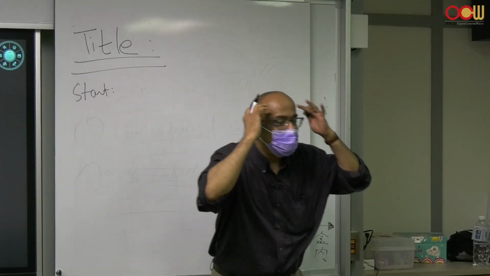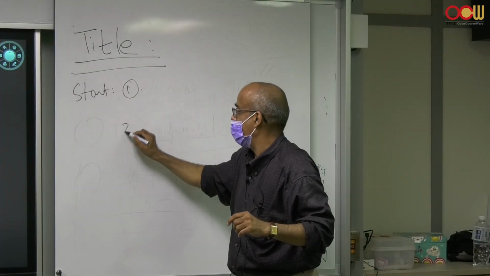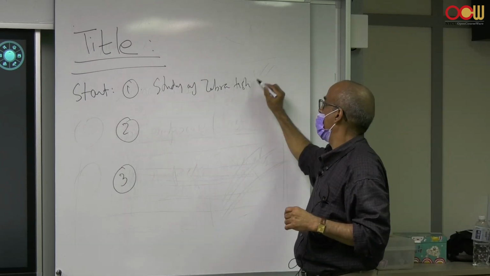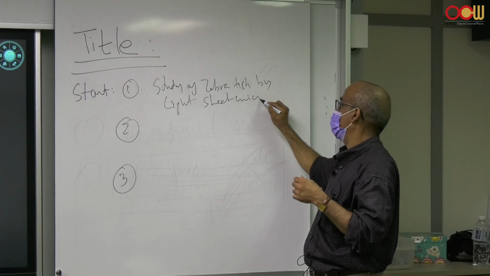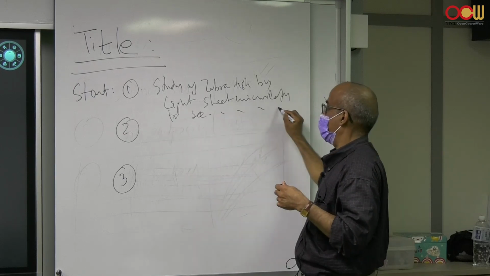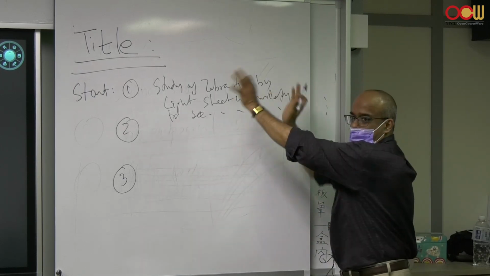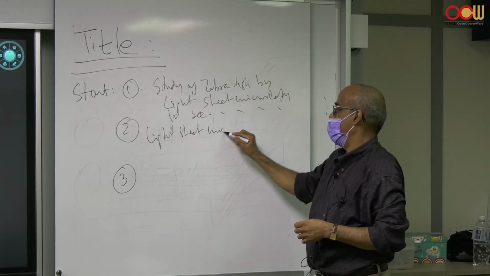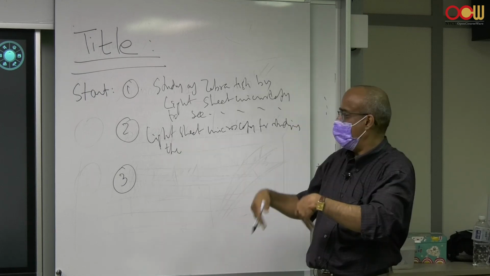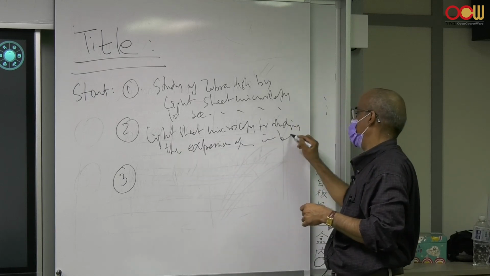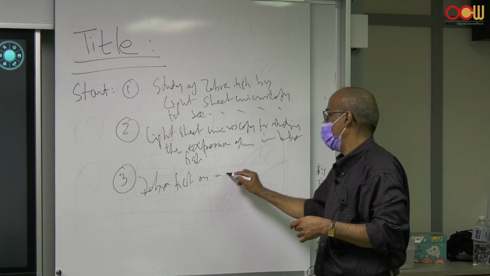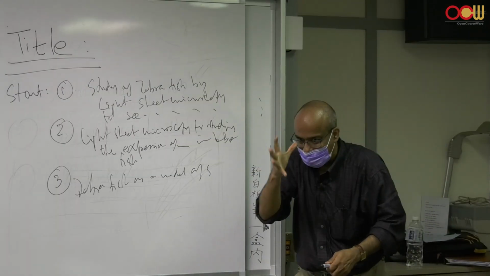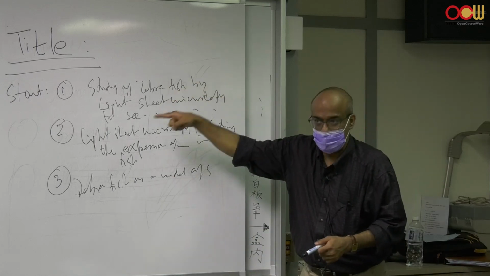Start. Write anything that comes to your mind. Title 1, Title 2, Title 3. 3 different titles you write. Study of zebrafish by light sheet microscopy to see blah, blah, blah. Then move the words up and down. Move the words here and there and make it another one. Light sheet microscopy for studying the expression of something in zebrafish. Zebrafish as a model of studying 3 different kinds of. I don't think anything. Whatever I think my paper is about, I write down 1, 2, 3.